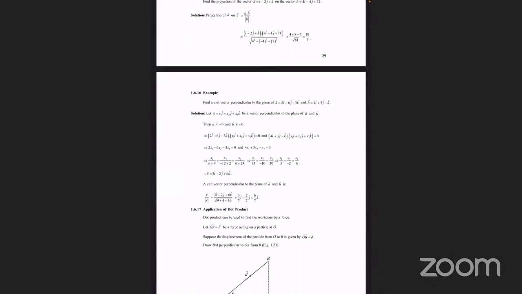Next we have the example 1.6.16. Find a unit vector perpendicular to the plane. So we have to find the unit vector which is perpendicular to the plane of A and B. Here two vectors are given, A and B vectors.